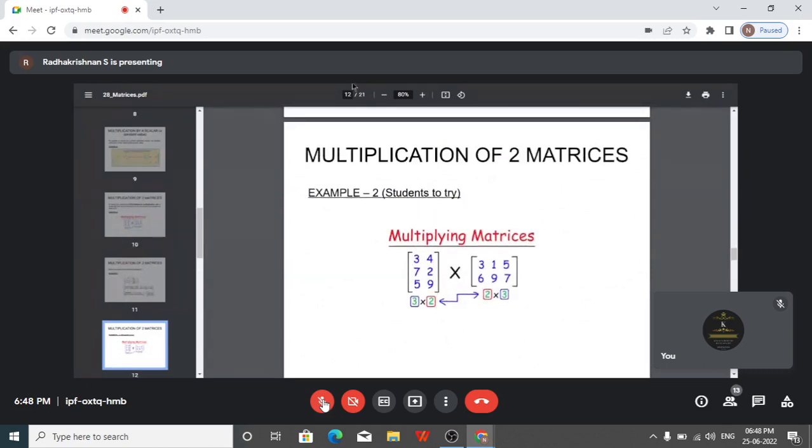இப்போ வந்து இந்த ரெண்டு மேட்ரிக்ஸ் நம்ம மல்டிப்ளை பண்ணி பார்ப்போம். ஓகே, there is one matrix 3 4 7 2 5 9. We multiply it by 3 1 5 6 9 7. So இதுல வந்து first matrix has got two columns, that is n is equal to 2. அதே மாதிரி second matrix it has got two rows, so they are conforming matrices, so they can be multiplied. So இப்போ இதுல உள்ள rows 3யும் செகண்ட்ல உள்ள columns 3யும் இருக்கிறதுனால resultant matrix will be 3 by 3.